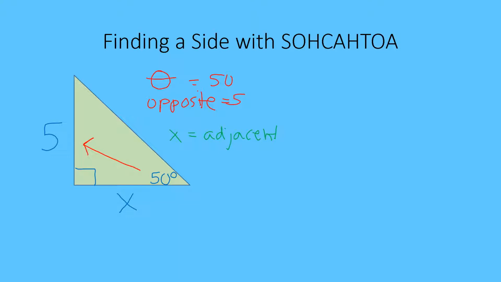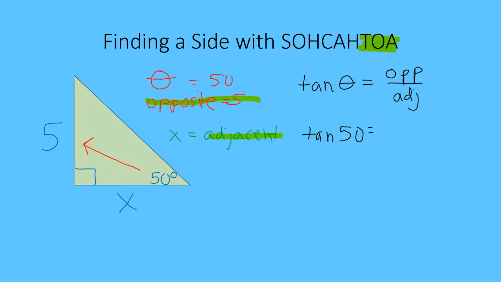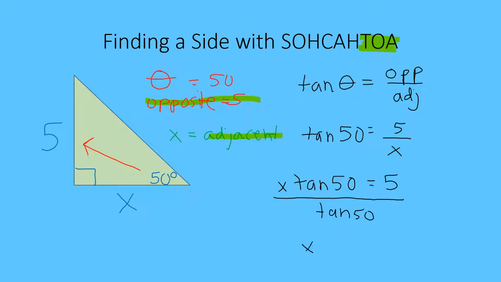So since we have a problem involving our opposite and our adjacent, we are going to use tangent, or the TOA part. So we would have the tangent of theta equals opposite over adjacent. So tangent of 50 degrees is 5 over x. And to solve this, we can multiply both sides by x, and we will get x tangent of 50 equals 5. And then to solve for x, we would divide by tangent of 50. So we have x equals 5 over tangent of 50 degrees.